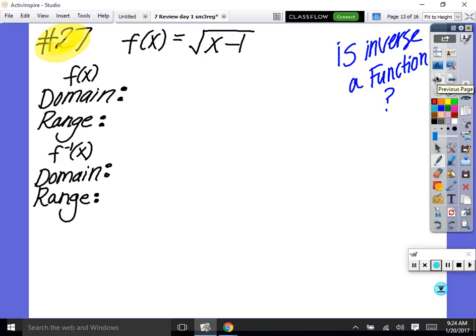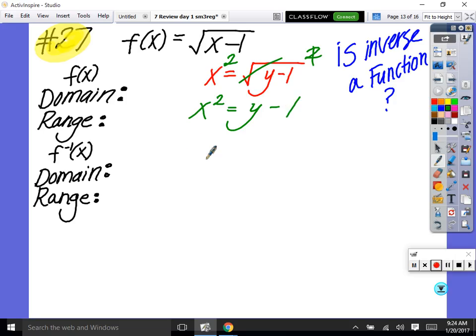So number 27, we would switch x and y, finding the inverse. So x is equal to the square root of y minus 1. Now that minus 1 is trapped under the radical, so we need to first take care of the radical. So how are we going to do square root? Square both sides. Root cancels out with power. X squared equals y minus 1. Next step. Add 1 equals y. We just found y inverse. So original function was square root of x minus 1. Inverse was x squared plus 1.